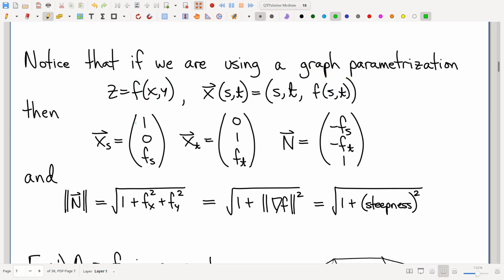That always looks like this every time. That's how the graph parameterization works. If z is a function of x and y, that's what the graph parameterization is. This is what the partials will look like every time. This is what that cross product will look like every time. This is what the magnitude ends up being every time, right?